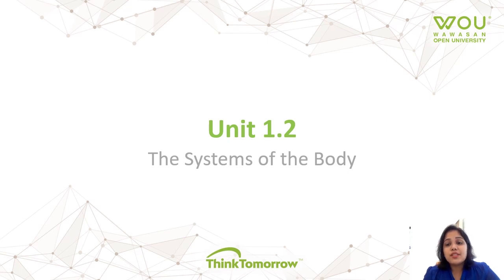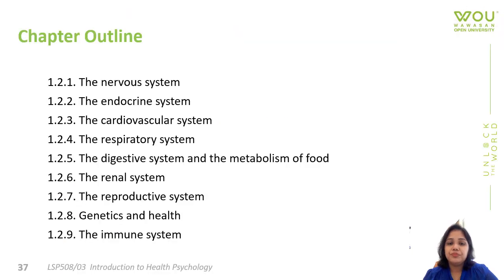1.2, which is the systems of the body. Now, this area is just to give an overview of some of the systems in the body to have a better understanding when we further go into prevention and promotion of health. We will look at the cardiovascular system, respiratory system, digestive system, renal system, reproductive system, as well as genetics and health, and the immune system.